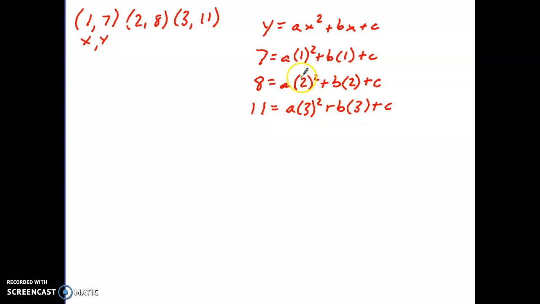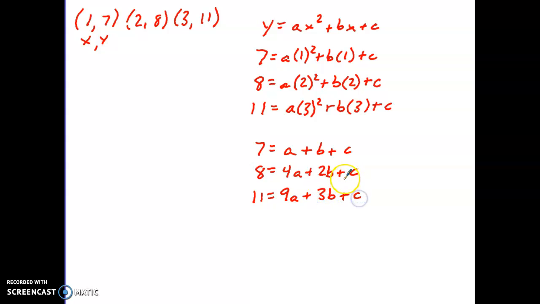Now it's probably going to be helpful to simplify these equations, get rid of these parentheses. So I'm just going to rewrite those down below. So 1 squared is 1, so I have 1a plus b times 1, which would be b, plus c. For the second equation, 2 squared is 4, so I have 4a plus 2b plus c. And for the third equation, I've got 3 squared, which is 9, so 9a plus 3b plus c.